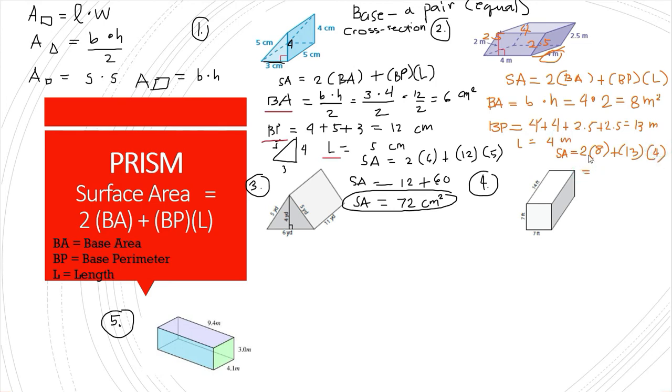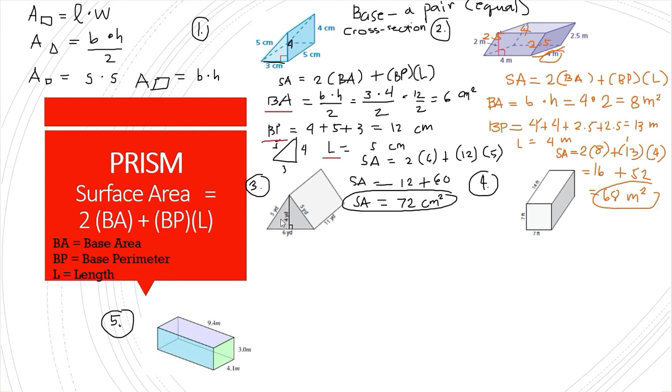And then continue solving. 2 times 8 is 16 plus, what is 13 times 4? Okay, it will be 4 times 3 is 12, and then regroup. 4 times 1 is 4 plus 1 is 5, 52. Then continue solving. What is 16 plus 52? This is equal to 68. And then you write the unit, 68 square meters. So that's the surface area for number 2.